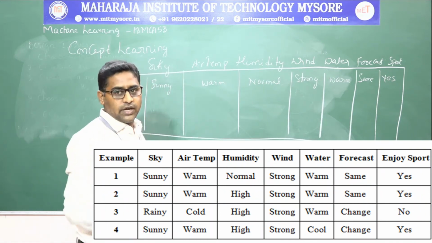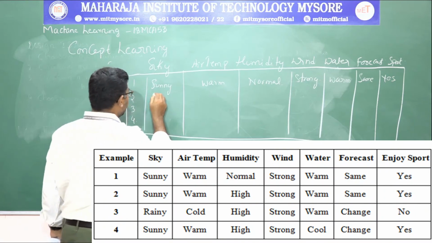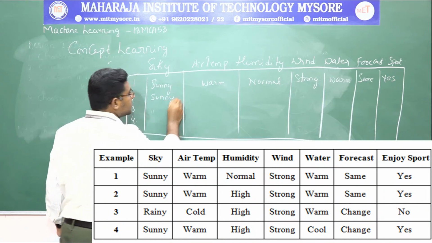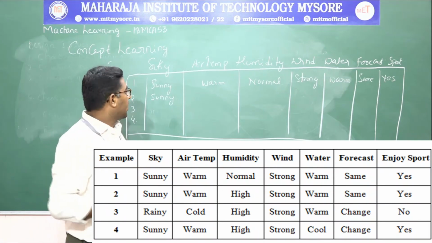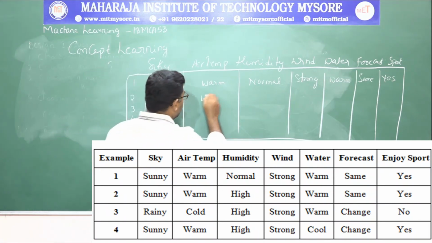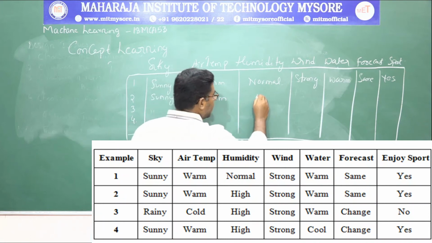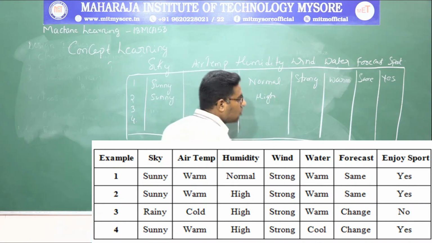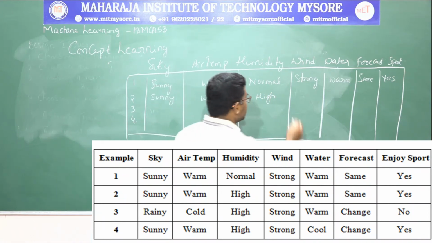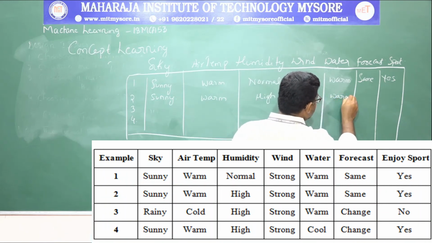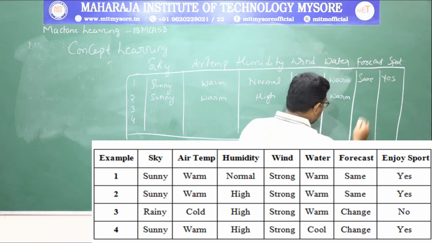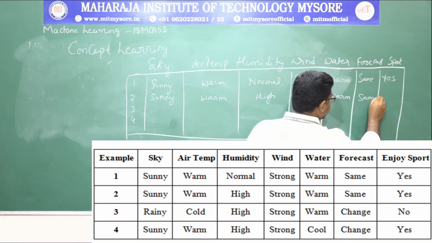Next, if you check with the second training set, then you will say again sky is sunny, then you can modify that later. Okay, then air temperature is again warm. Now humidity might be a little bit higher instead of normal, and wind will be something like strong, and water will be warm since it is sunny. Then forecast will say yes, it is same.